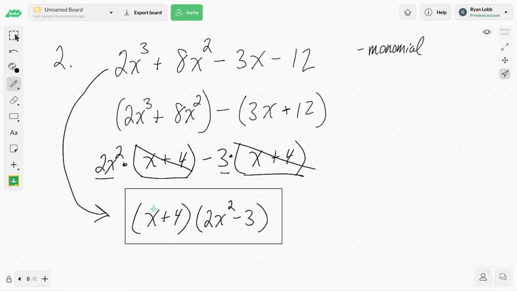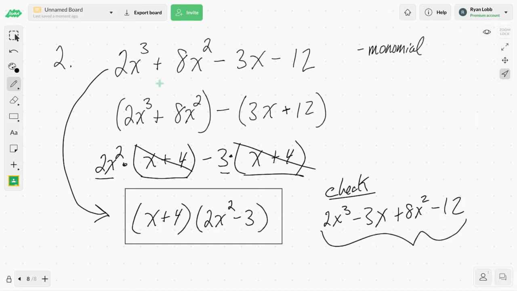If I distribute, what's x times 2x squared? If I multiply these back to back together, check. If you check your work, x times 2x squared is 2x cubed. X times -3 is minus 3x. 4 times 2x squared is plus 8x squared. 4 times -3 is minus 12. And notice that all these terms are the same as what's up here. So I factored correctly. So the check should be pretty easy. Just multiply back together.